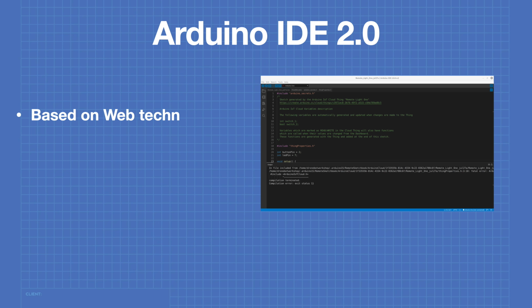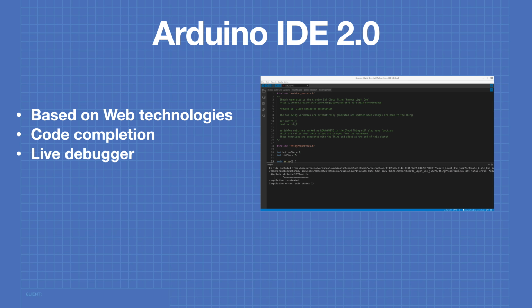The Arduino IDE 2.0 is based on web technologies similar to those used in PlatformIO. It features a number of advanced features, including code completion. It also has a live debugger, which is a new feature for an Arduino IDE. This IDE not only works with your desktop files, but it can integrate with the Arduino Cloud to use your web-based files as well. So now let's get this IDE installed and take a look at it.